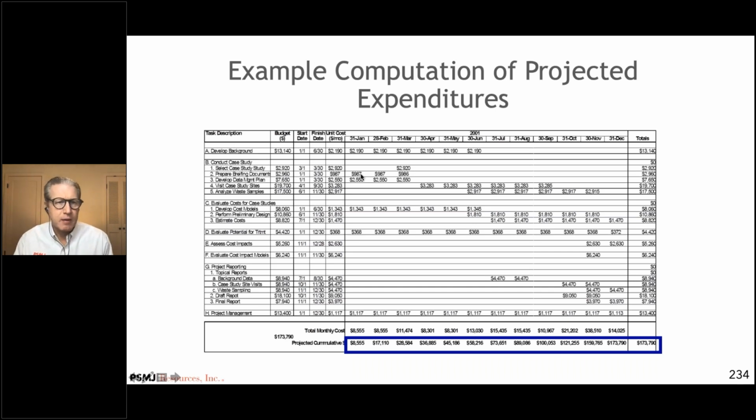So can you see developing the background data where it's going to cost $13,140? Yeah. Okay. So how many months does it take to get this task done? How many months does it take to complete that task? 6 months, from January to June. And therefore, what we did was we just kind of divided 13,140 by 6. So we got that number, $2,190 in terms of a unit cost per month. Does that make sense? The way we just spread out that $13,140 over 6 months?